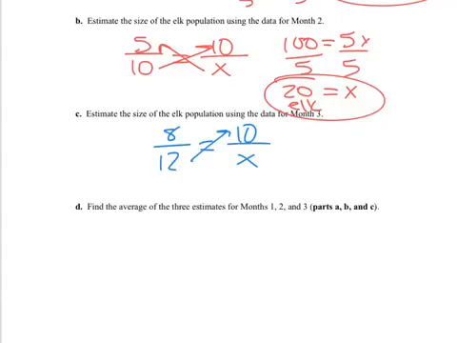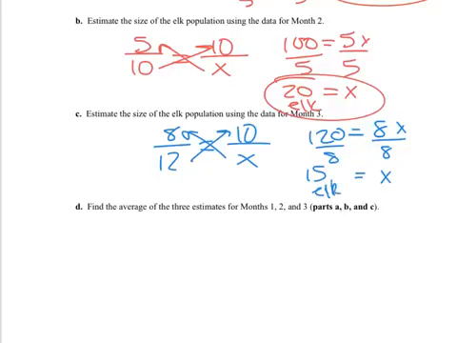So we got 12 times 10, that's 120, equals 8 times x, which is 8x. And then we're going to divide both sides by 8. And then we get x equals 120 divided by 8, which is 15 elk. So using the data from month number 3, we can estimate that there's going to be 15 elk in the population. Alrighty, tidy. Let's check out part D.